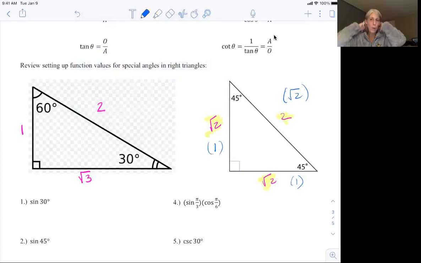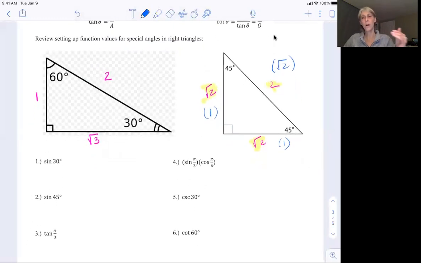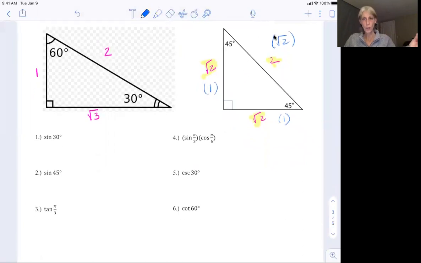Also, I want to remind you that in previous courses, some of your teachers had you set up charts. That's all fine and good. But this year, my goal is to have you learn how to set them up from triangles. Because in the future, you're not going to be writing down a whole chart that you memorized to evaluate one problem. So you'd better be able to set up a function value when you have to. And that comes from memorizing your triangles. So in this case, we're going to set up our function values using our triangles.